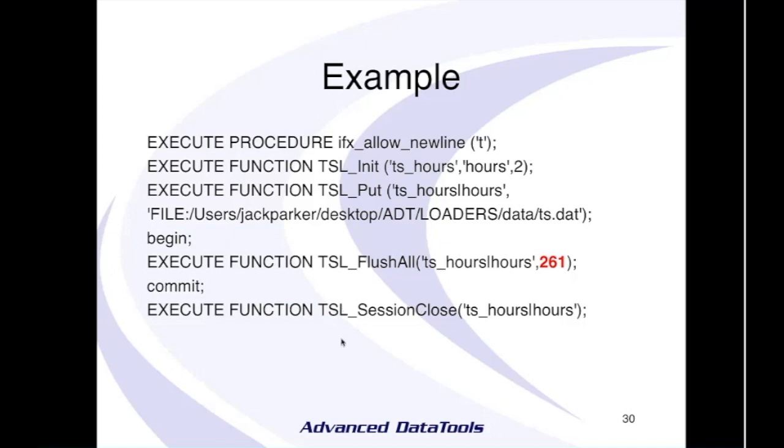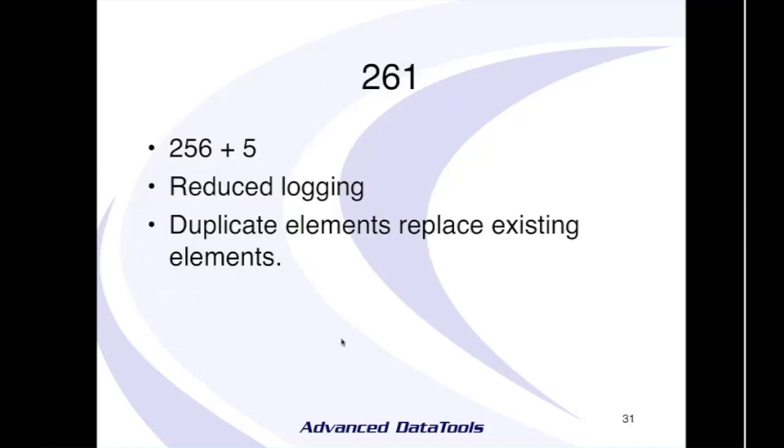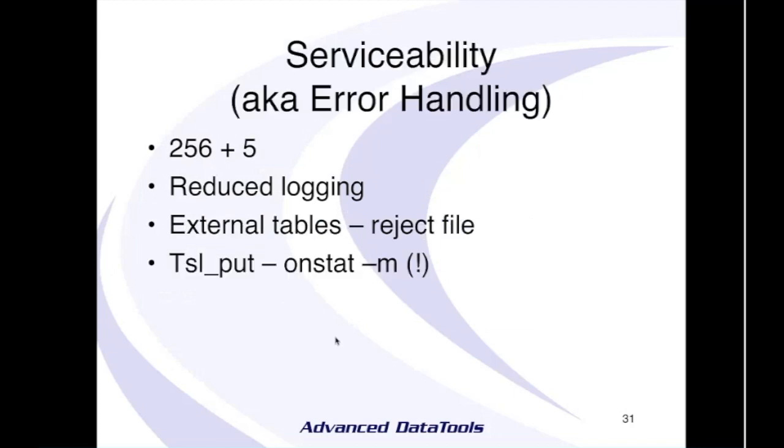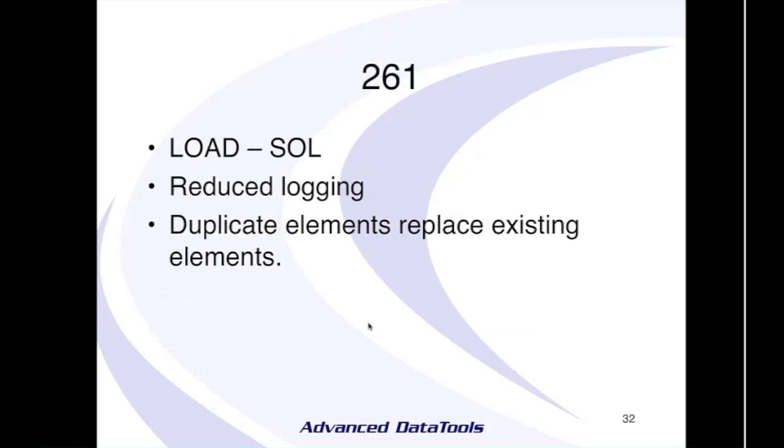The 261 is a flag. It's two different values. The 256 says reduce logging, and the 5 says replace duplicate elements. And if you add them together, okay. No, we wanted to have an example there.